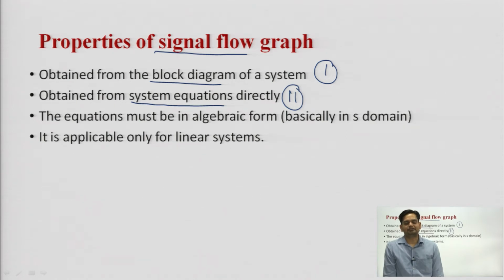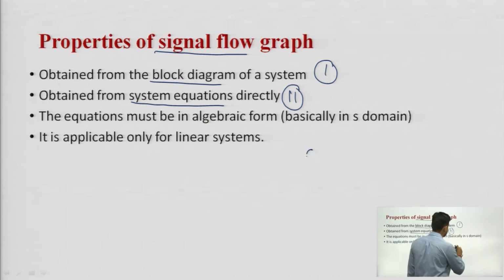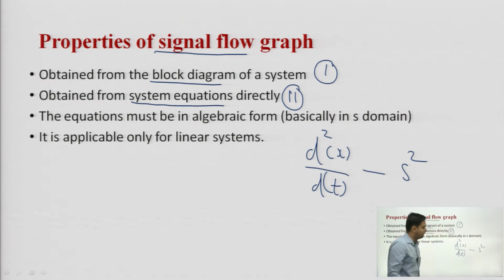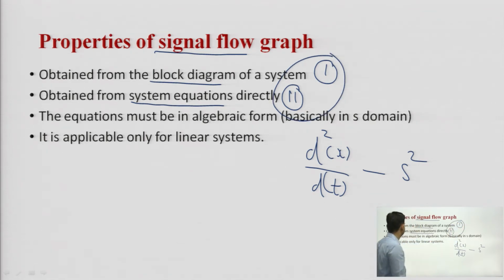In that case, this is the condition: equations should be in S domain, right. Suppose I have a differential equation such as d2x over dt square. I first convert it into the S domain via S square, and if we assume initial conditions are 0, then with the help of that we will get a linear equation, and from this linear equation we can draw the signal flow graph, right. It means from these two sources we can draw the signal flow graph, right.